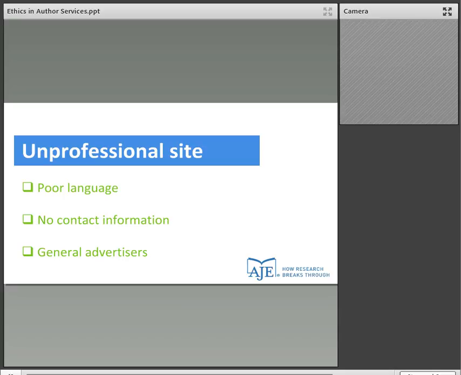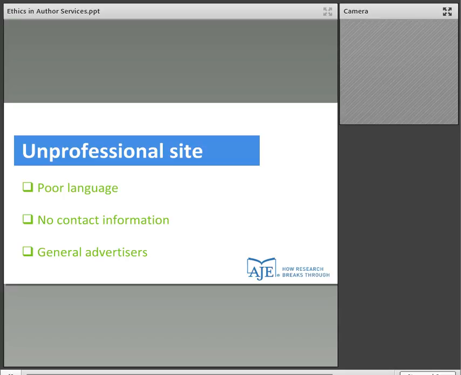This may seem a little more obvious, but yeah, do check for the language on the website itself. The occasional typographical error is acceptable. We all make them. I imagine there are a few in these slides, in fact. But if a journal claims to be the Journal of the American Society of Geophysics and there is broken English on the website, then that's not a good sign.